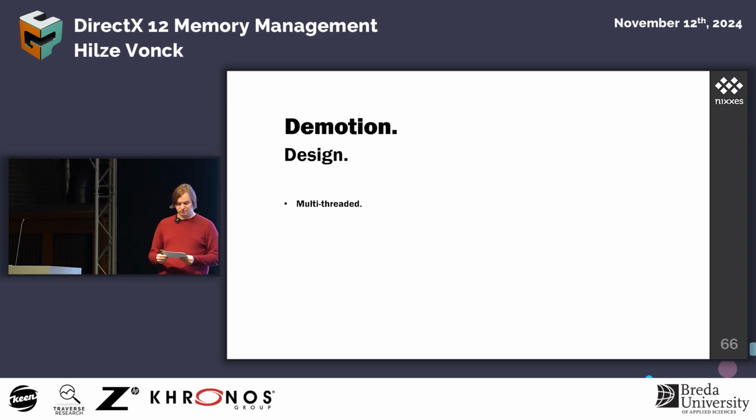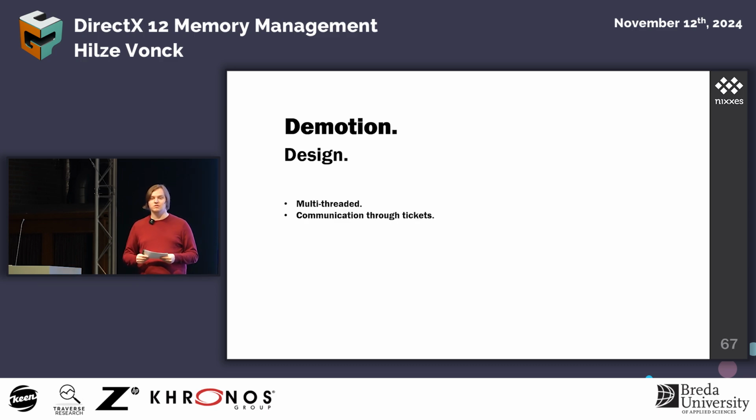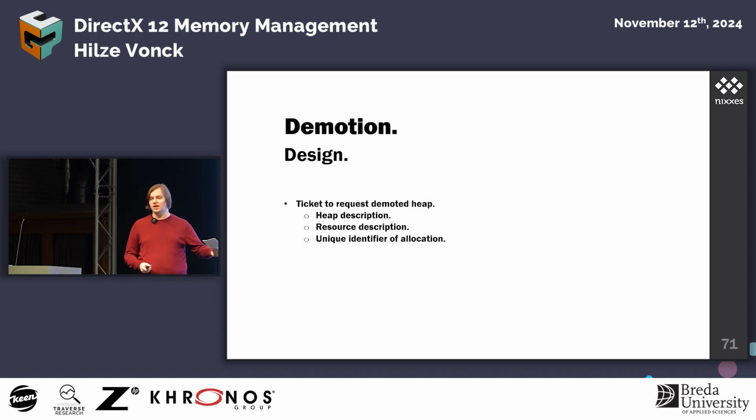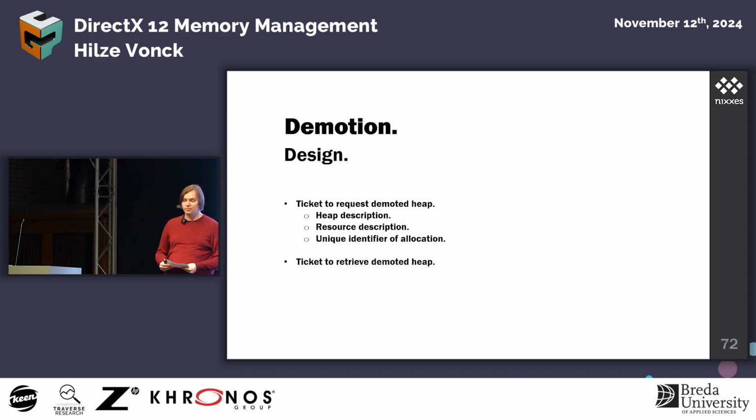It is a multi-threaded system which uses a ticket-based communication system to handle the communication between different threads. There are three different types of tickets that we can send back and forth. The first one is sent from the main thread to the worker thread and is used to request a new demoted heap and resource. For it, we need a heap description, a resource description, and a unique identifier of the allocation that requested it. The second type is sent back from the worker thread to the main thread whenever we have a demoted heap ready.